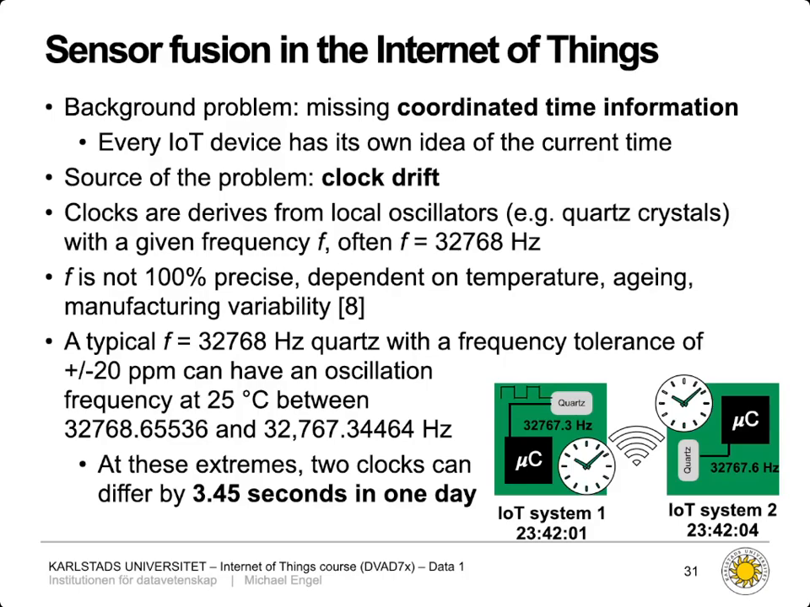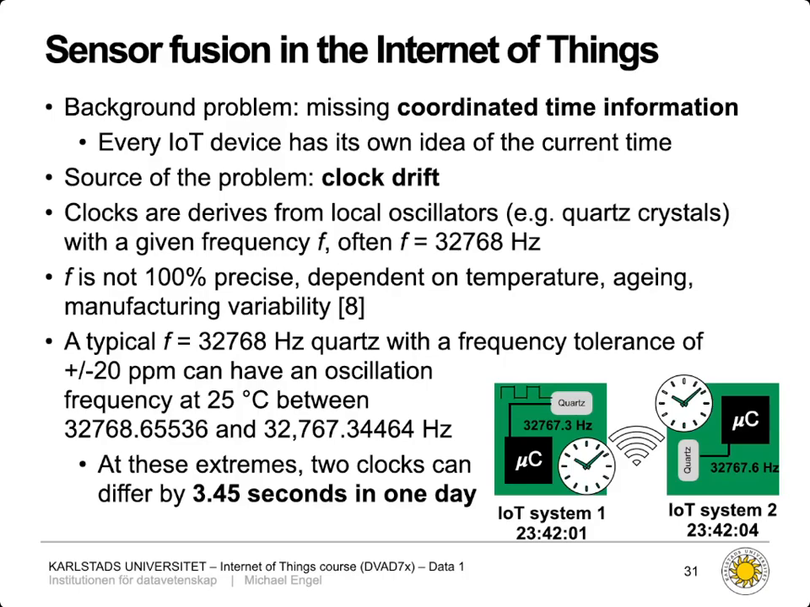For example, most of them use 32,768 hertz. Now, the problem is that, as we hope, this frequency is not 100% precise. It's dependent on the temperature. So of course, if it's warmer, then due to physical properties of expanding or contracting, your crystal grid might have slightly different distances, so it swings at a slightly different frequency. It might be related to aging, so some connections breaking down maybe, or even manufacturing variability and so on.